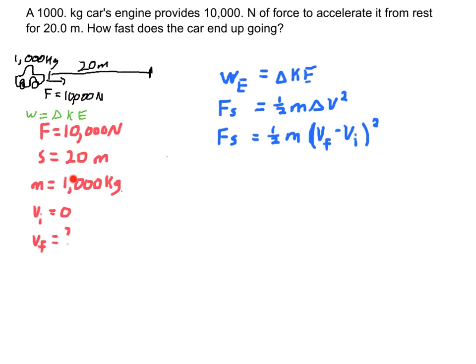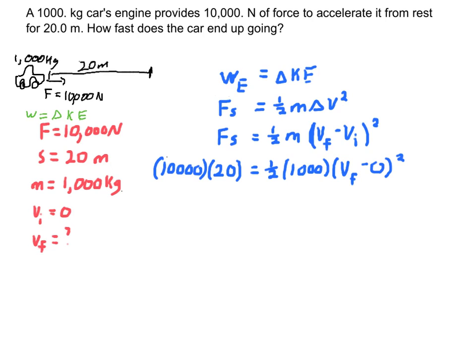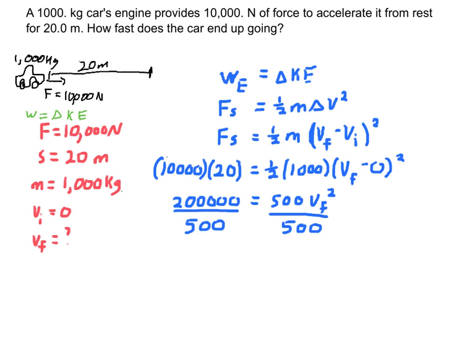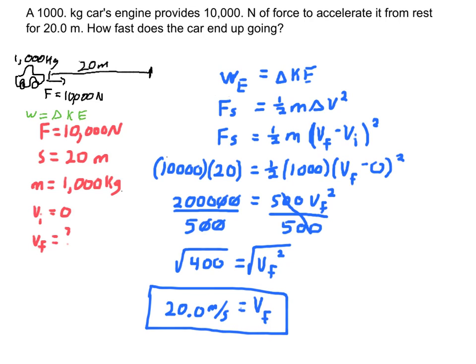Well, now looking at my variable bank and looking at my equation, I know everything to begin to substitute in. So after substituting in, that leaves me with only one variable, VF, so now I can begin to work the algebra. Remember, anything minus 0 is itself, so this is just going to turn out to be VF. Remember, I'm trying to peel things away from my variable, so I divide both sides by 500, and then square root both sides. And the final velocity of this car turns out to be 20.0 meters per second.